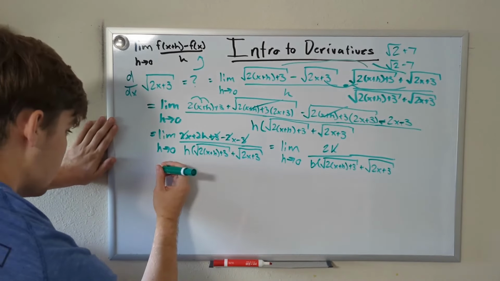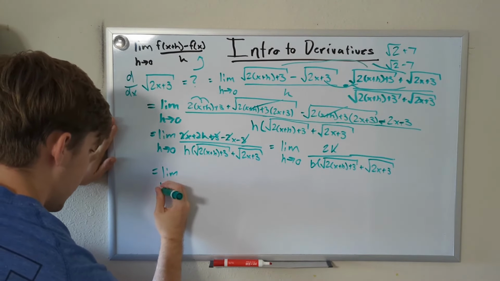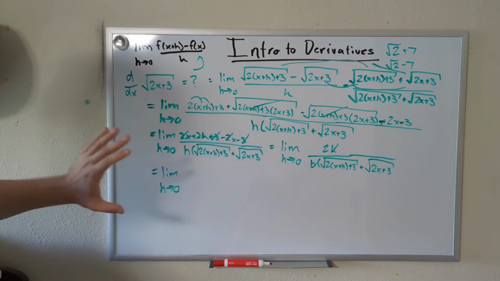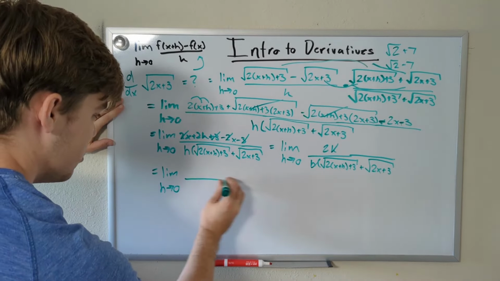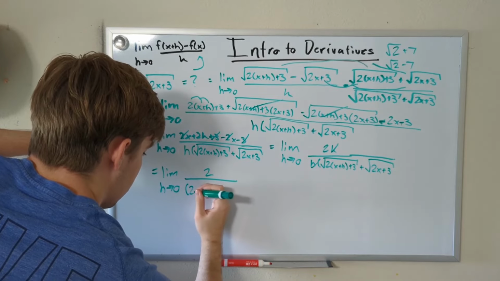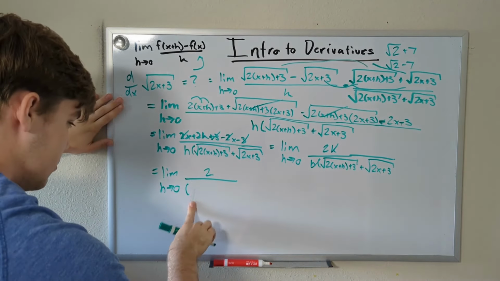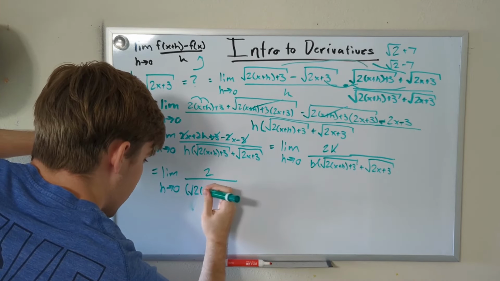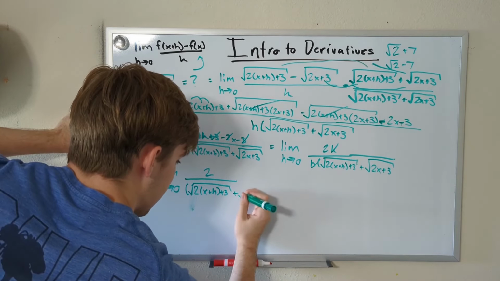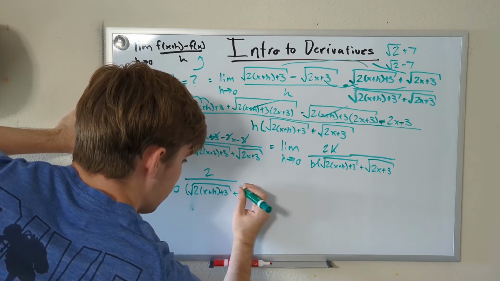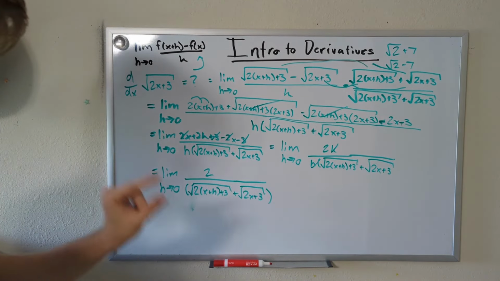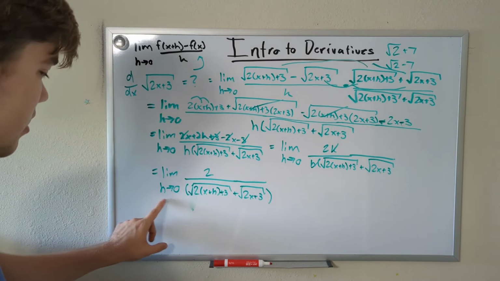So now this is equal to the limit as h approaches 0. And if I go off camera, it's so that way you can see the board because there's a lot here and I don't want to block any of it, is now equal to 2 divided by the square root of 2 times x plus h plus 3 plus the square root of 2x plus 3. We are almost there for solving this derivative, but we just have a little bit more to do. We are now at the stage where we can plug in 0 for h.